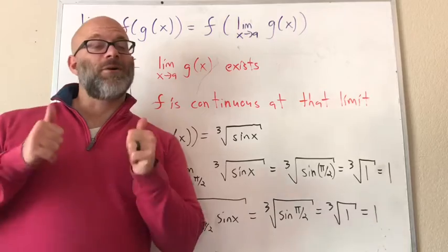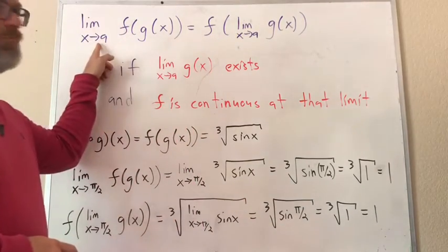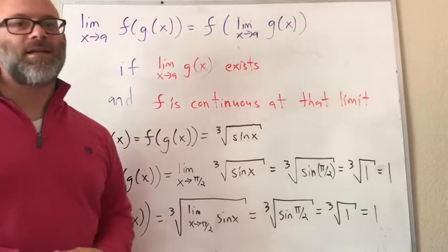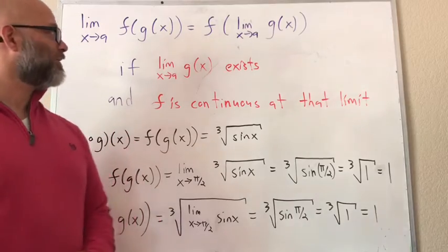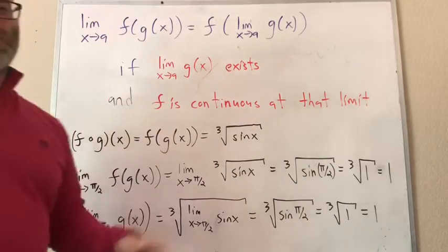All right, thank you. Remember, for most composite functions, you're still doing the same thing. You're just plugging in the value that x is approaching into f of g of x. But if you want to think of it on a deconstructed level, then you're really using this theorem right here to get to where you want to go.